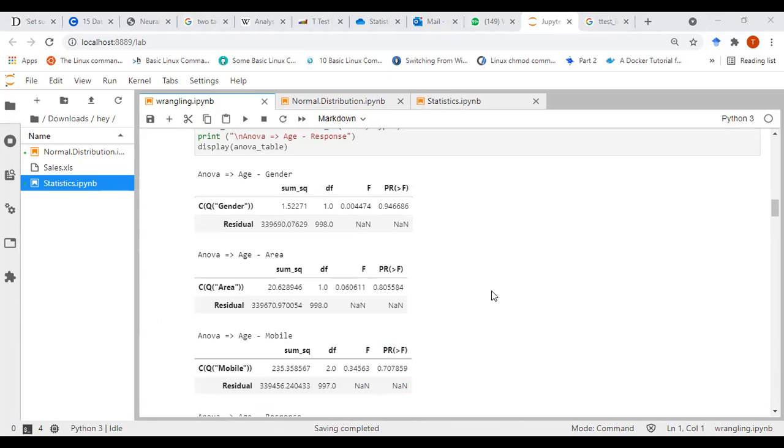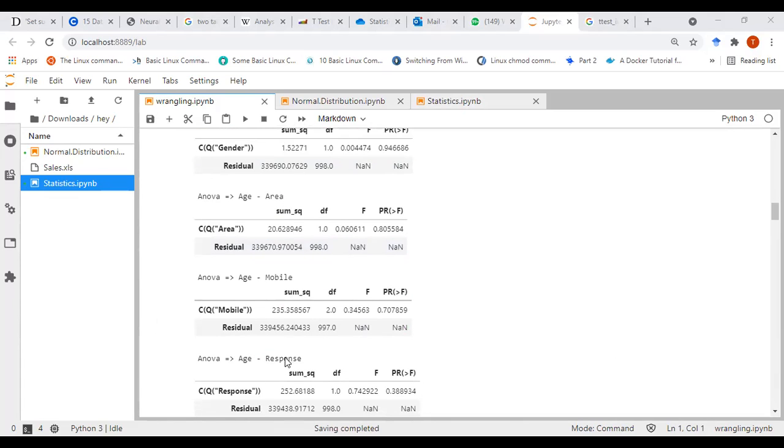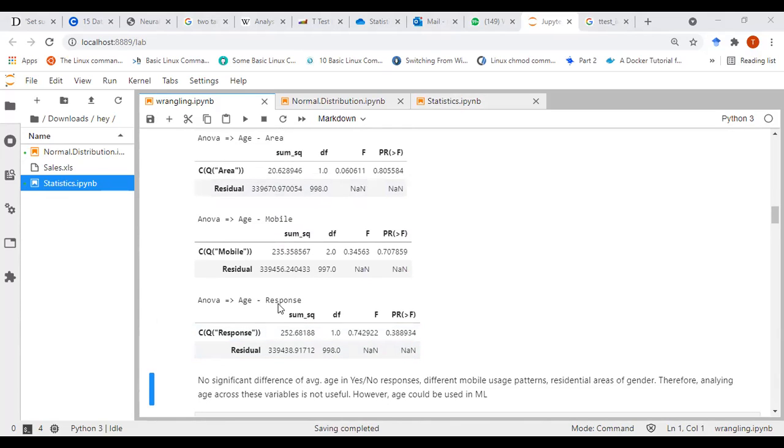So that means that I can't distinguish between the gender, the area, the mobile usage of the customers, or the response of the customer, especially the response, because that is the variable of interest. So I cannot say that the people who have responded yes have more age than the people who responded no. I can't make any such statement. On the contrary, I have to make the statement now that there is no significant difference in the age of the respondents. I can't say that the response is depending on the age. The response has nothing to do with age.